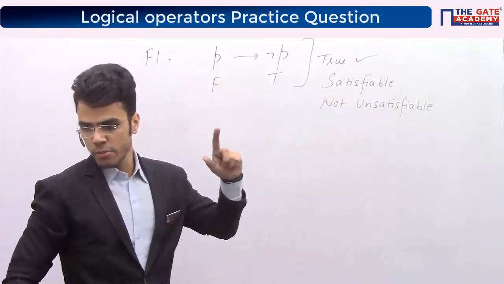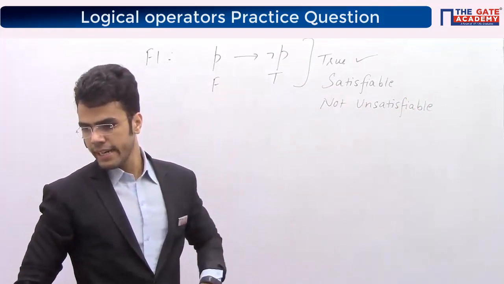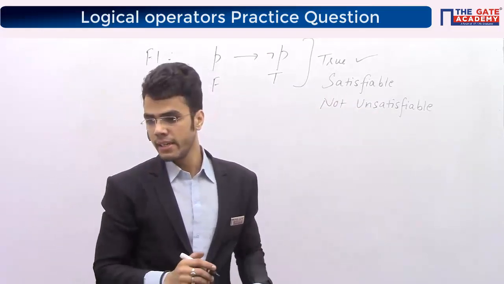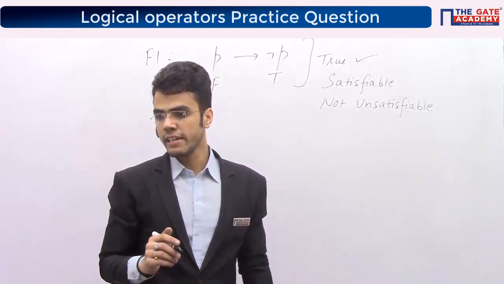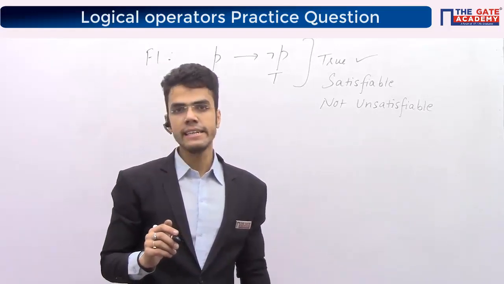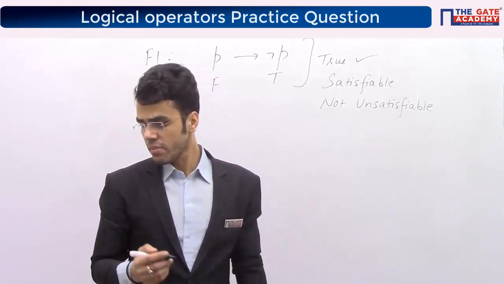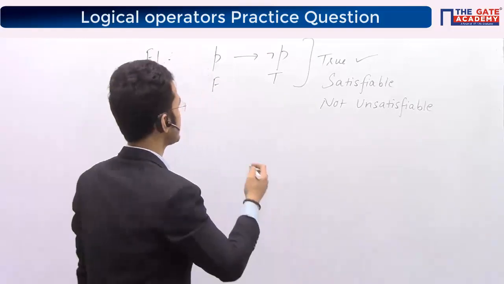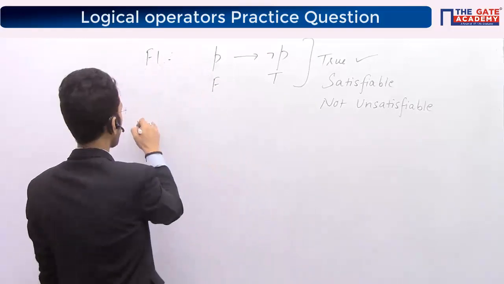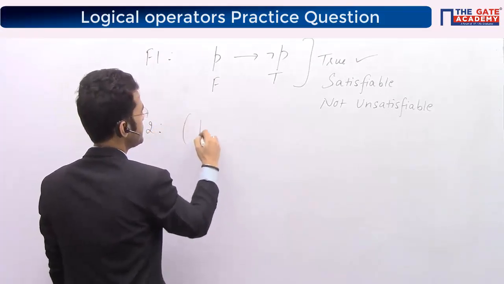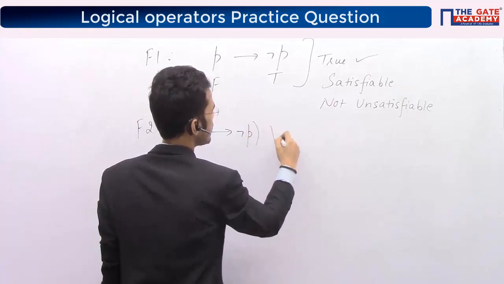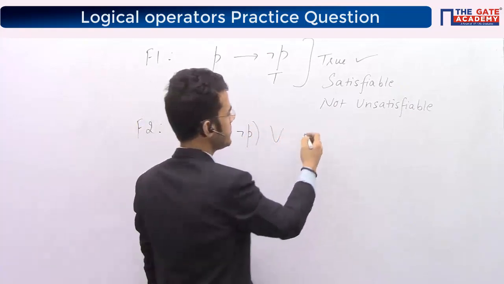So option A could be the possibility, and option D could be the possibility. As of now, B and C I have eliminated, right? Moving on, I have to check F2 for A and D. Among A and D, they are saying F2 is valid or F2 is satisfiable, right? So quickly let's check for F2.